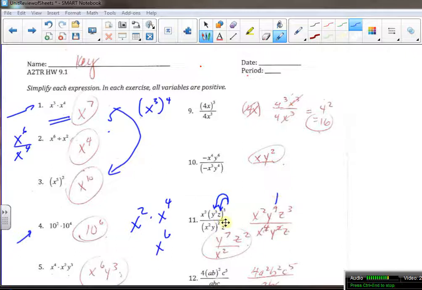You'll take the z and cube it. That'll give you z to the 3rd. You have no reason to do anything with the x squared. You'll take care of that 2 down the bottom. And when it's all said and done, you want to make sure that you have no negative exponents.